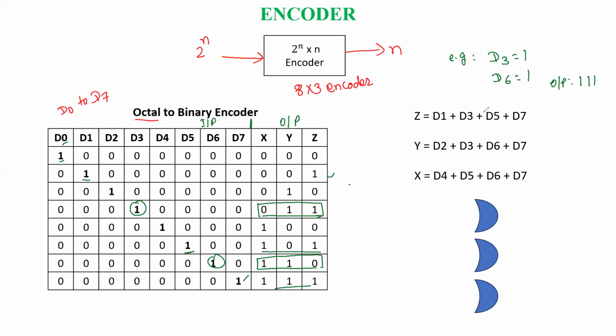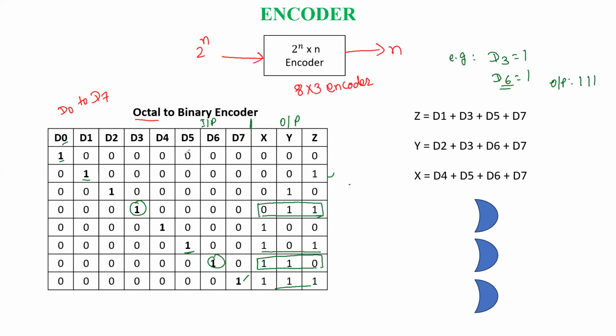That can be overcome by using priority encoders. When two inputs are high at the same time, the higher priority will be transmitted first. In this situation, D6 will be given the higher priority. That we'll see later when we discuss priority encoders.